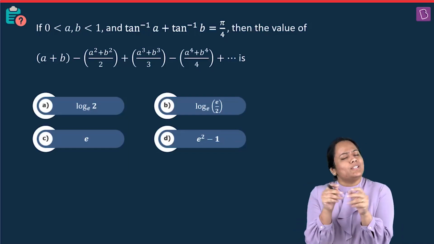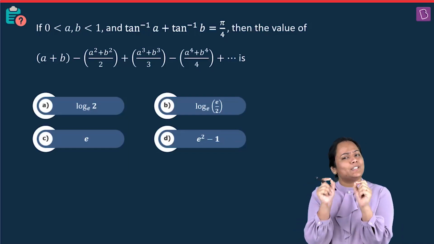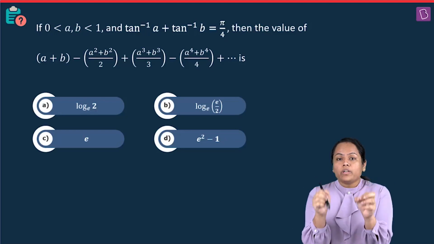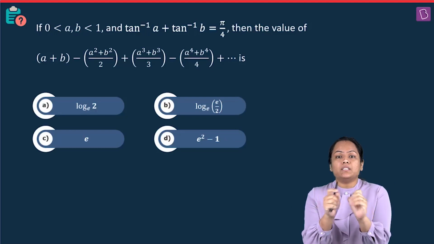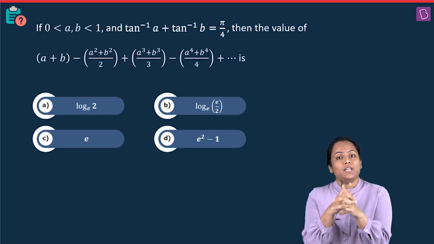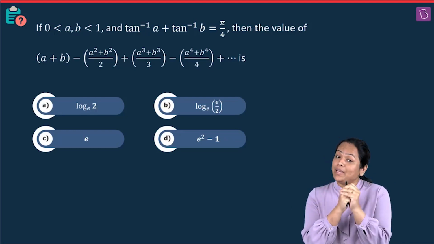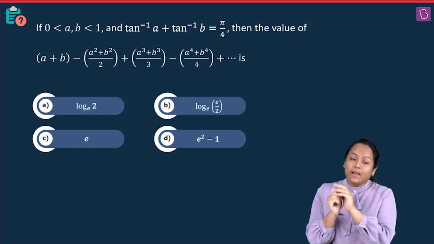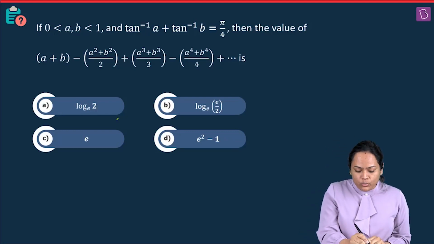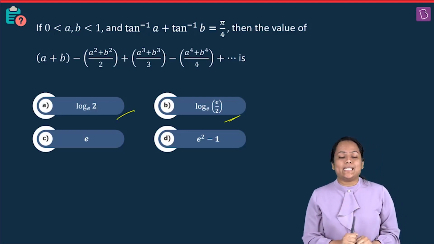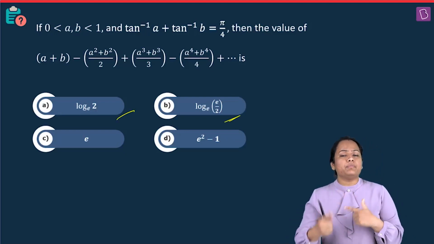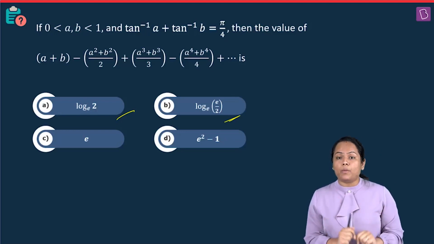Well, the next question is a really very interesting question, and it's a bit tricky also. It's not at all tough. But if you cannot observe the pattern, then you won't be able to solve the question. And for the pattern, they have given us some hints in the options also. They have given us terms like ln 2 or log of e by 2 to the base e. Why am I actually emphasizing these two options?